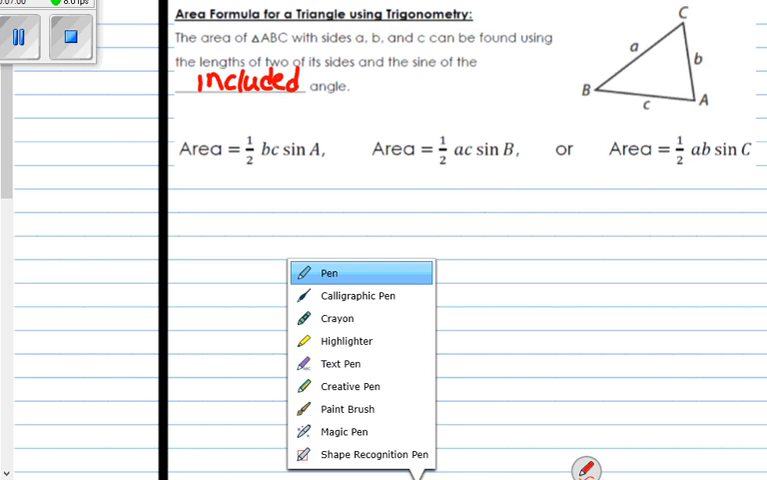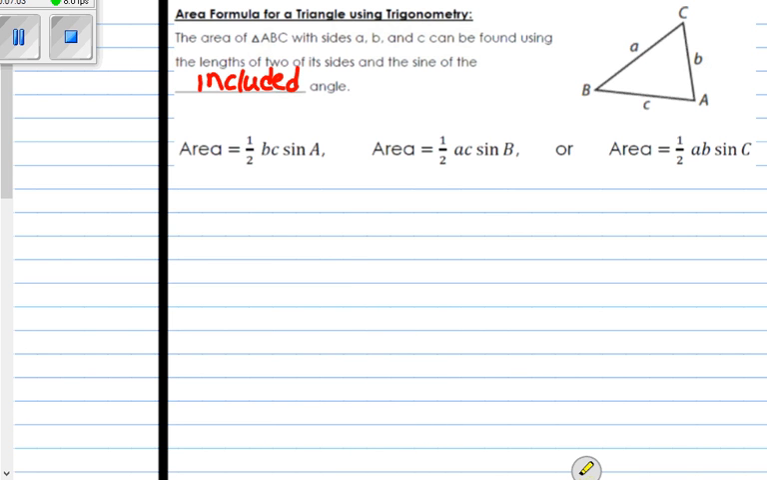So here's what included means. If I am talking about side BC and side BA, or side a and side c, what is the included angle? Angle B is the included angle. That's what included angle means. It's the angle that connects the 2 sides. So if I wanted to find the area of this triangle, it's going to be 1/2 of side times side times the sine of the angle.